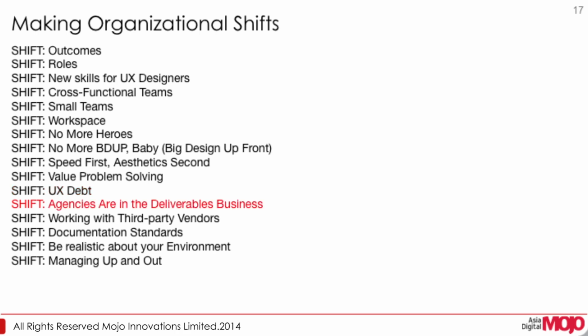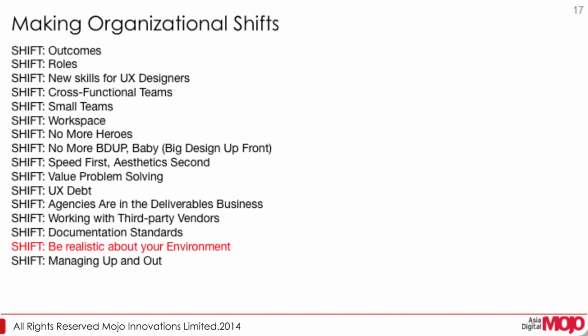Agencies are in the deliverable business, but as we mentioned, we need to guide our clients to notice we are going to achieve outcomes instead of only deliverables. And you need to work with third-party vendors, keep a good relationship and keep a communication loop with them, and you need to set up documentation standards to actually speed up your work, and at the same time you also need to be realistic about your environment.